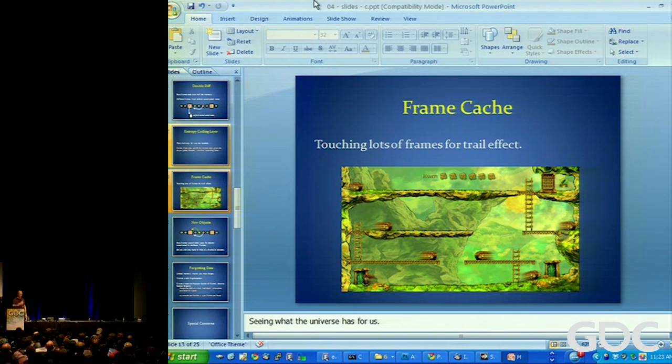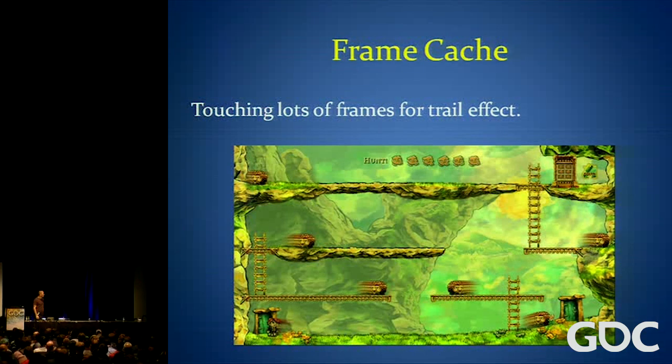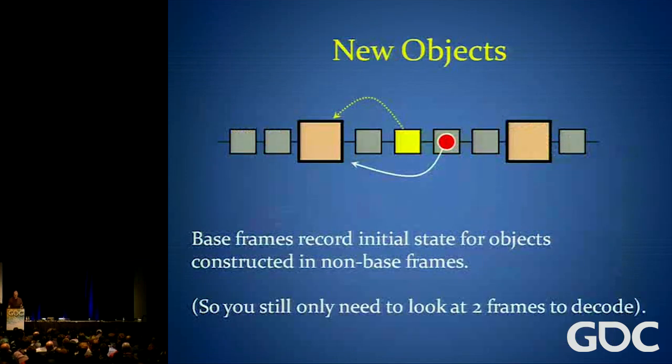So to do that, you have to touch a lot of frames every time you want to render, and so it makes sense to have a frame cache, which in Braid is probably about 24 frames, and those are totally live instantiated entities. They're just not added to the main universe. They're just off to the side. It's what you would think.